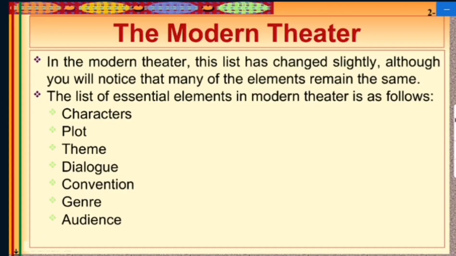So the next is the modern theatre. In modern theatre, this list has changed slightly. Although you will notice that many of the elements remain the same, the list of essential elements in modern theatre is as follows: character, plot, theme, dialogue, convention, genre, and audience. So character is there, plot is there, theme is there, dialogue is there. The change is convention, genre, and audience. These three elements have been changed in modern theatre.